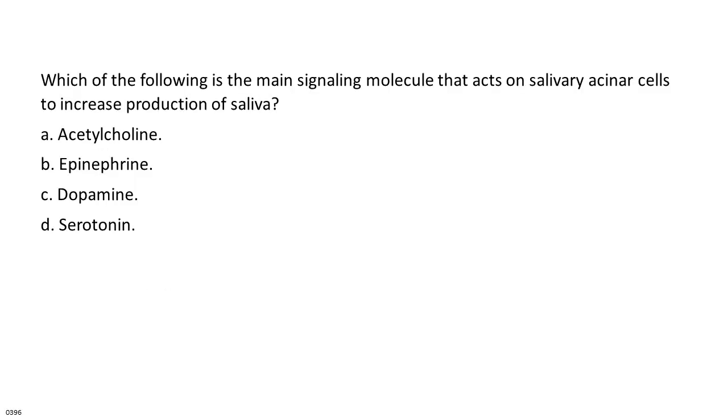Which of the following is the main signaling molecule that acts on salivary acinar cells to increase production of saliva? A. Acetylcholine. B. Epinephrine. C. Dopamine. D. Serotonin.